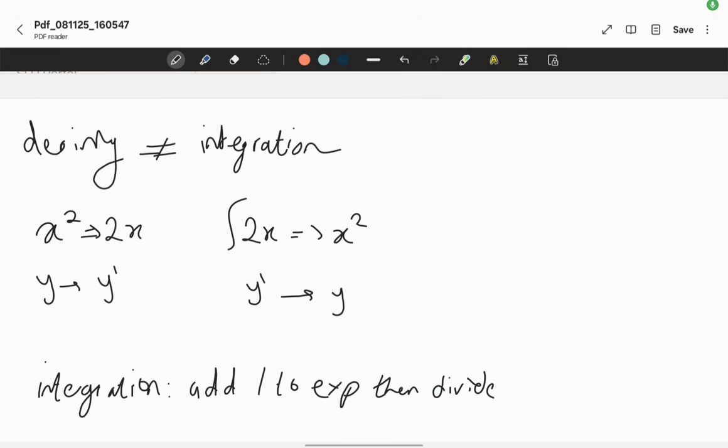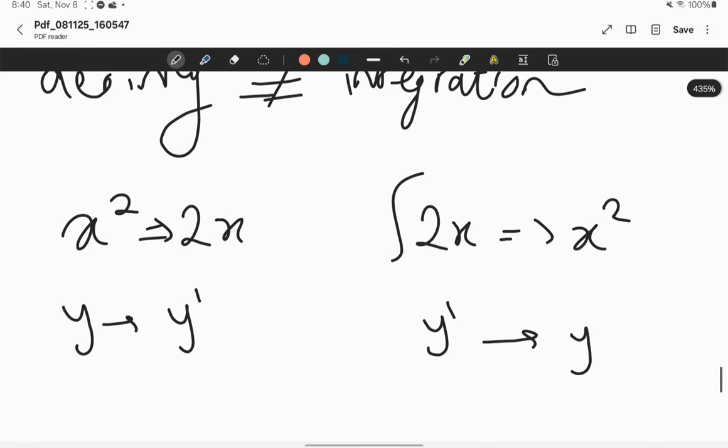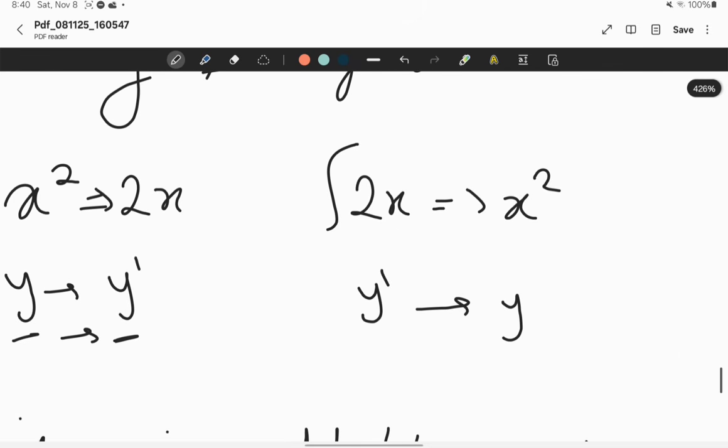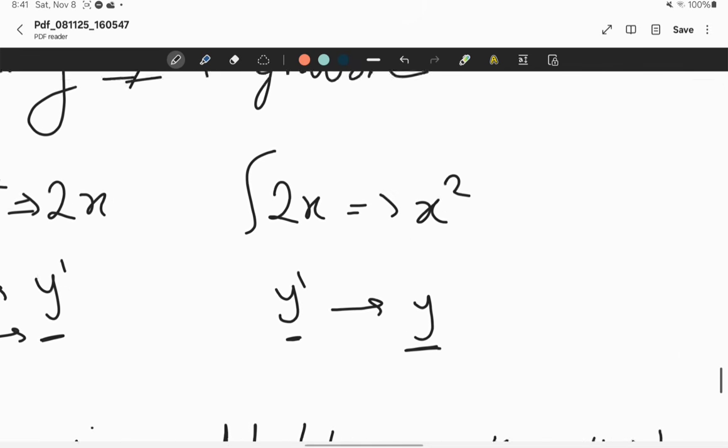This is 5.1. First, I'll do a quick recap. Integration is just the opposite of deriving. When you're deriving, you go from y to y prime, yeah? But for integration, you're going from y prime back to y, okay?